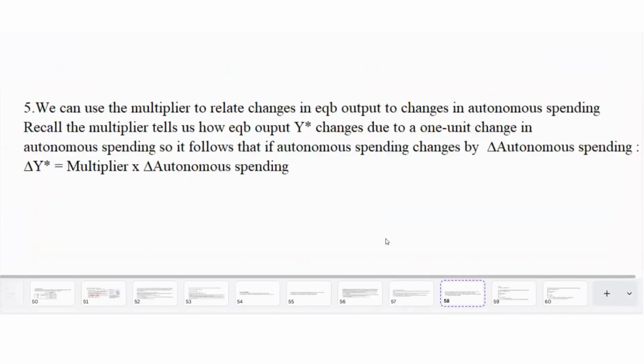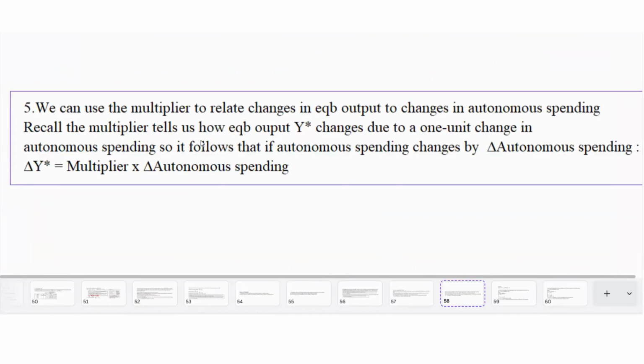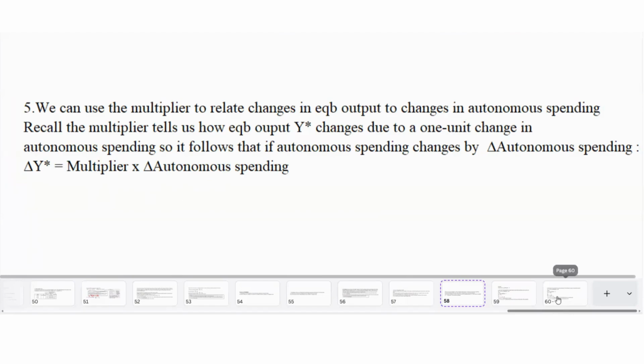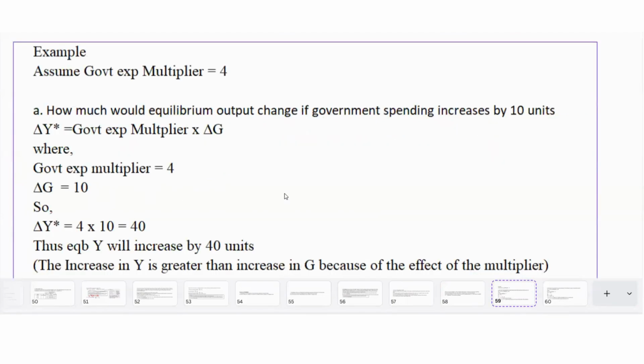So the next thing is we can use the multiplier to relate changes in equilibrium output to changes in autonomous spending. Because recall, the multiplier tells us how much equilibrium output Y star changes due to a 1 unit change in autonomous spending. So if autonomous spending changes by delta autonomous spending, we can write the change in equilibrium income as the multiplier times delta autonomous spending.